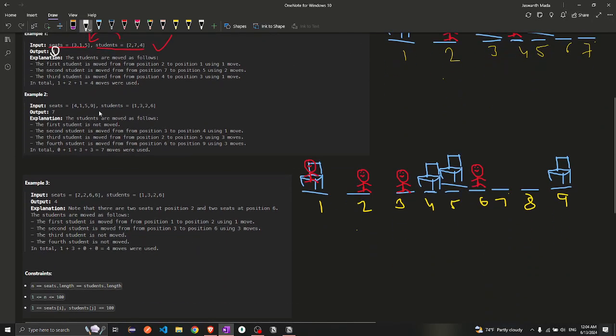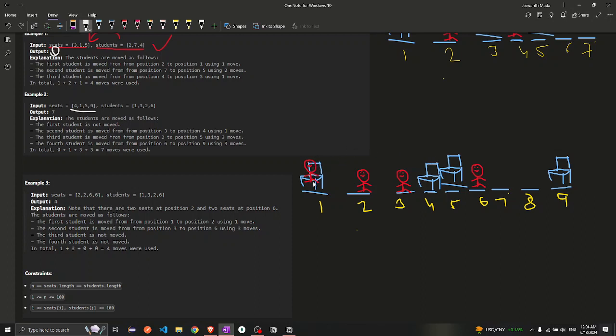Right? And we have another example, which is 4, 1, 5. We have seats at 4, 1, 5 and 9, and we have students at 1, 3, 2 and 6. So if you observe carefully, right now there is a student already at a seat. So there's no need for us to move the student to another seat, right? He's already sitting in a seat.